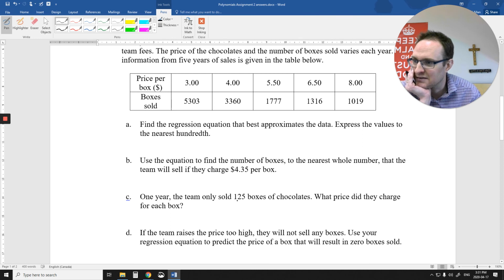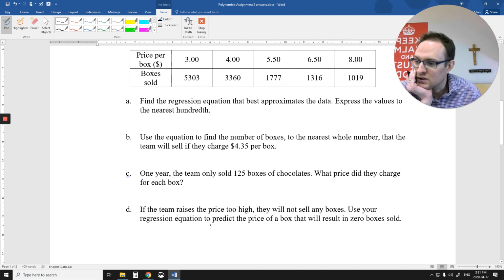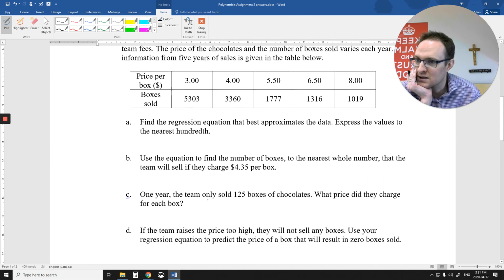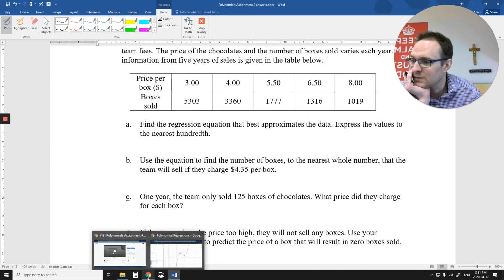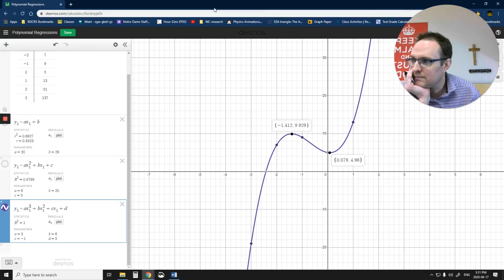They only sold 125 boxes compared to like the 5,000 or 3,000, 1,000 boxes here. I'm going to assume 125 and they're going to have to charge quite a bit. If the team raises the price too high, they will not sell any boxes. Use a regression to predict the price of a box that will result in 0 boxes sold, which actually might be this 125 number.